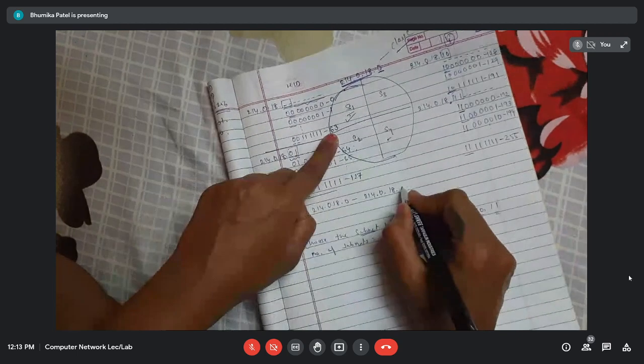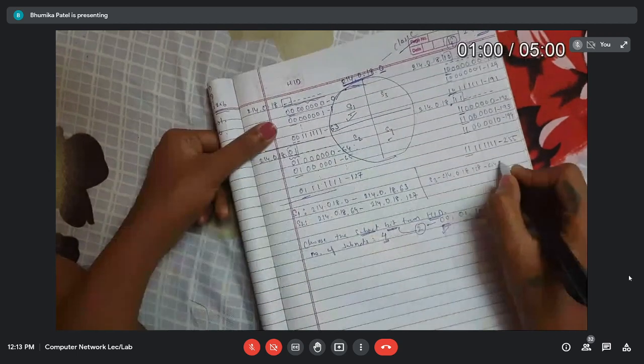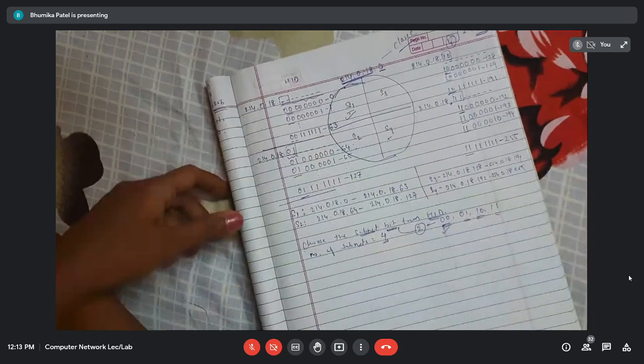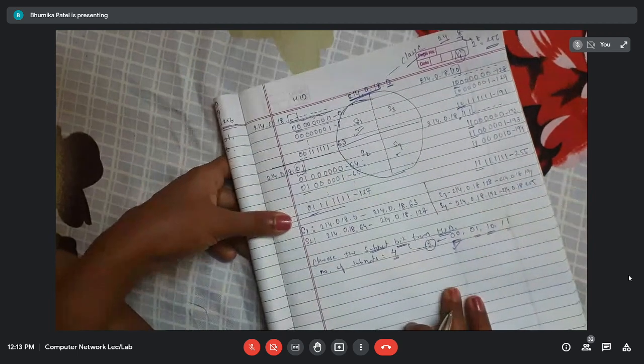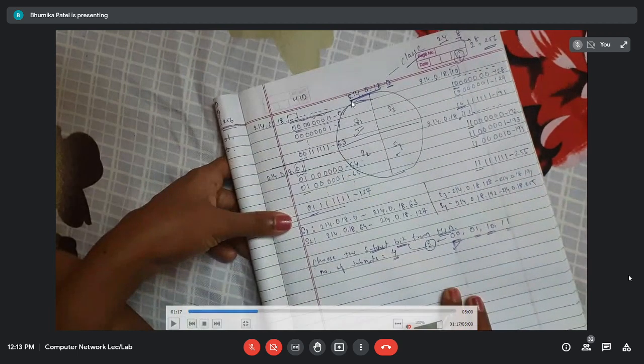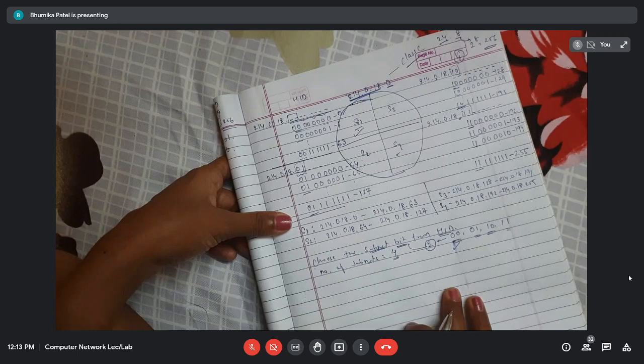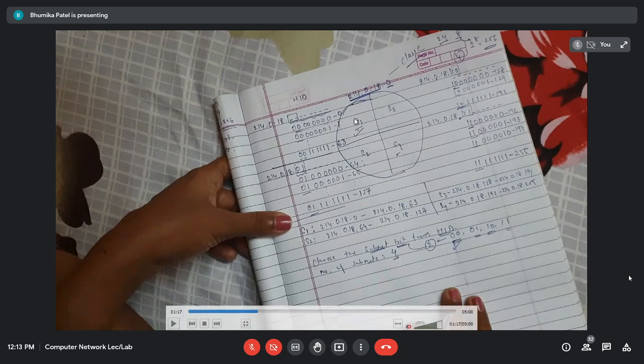Then, just writing here the range of each subnet. So here there is a confusion again. As we know, the first IP address, 214.0.18.0, represents the entire network. In a class C network, the first IP address is always the network address. Similarly, this first IP address is also the subnet address. If I want to identify the subnet address for subnet 1, obviously the first IP address is the subnet address.